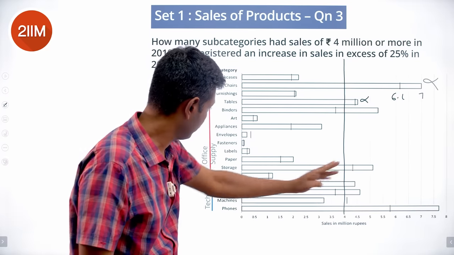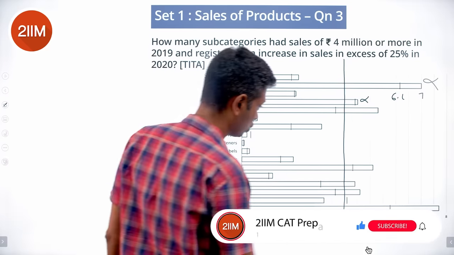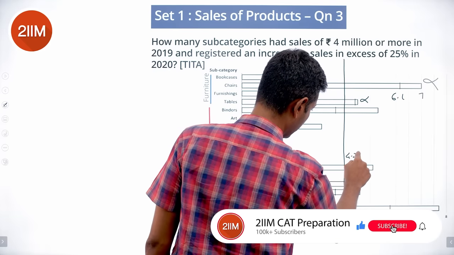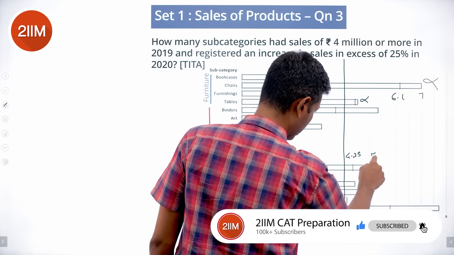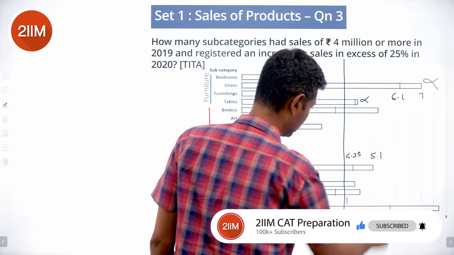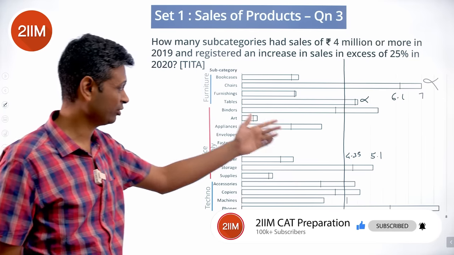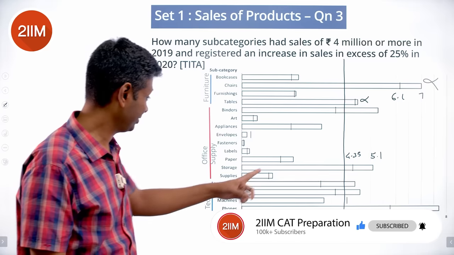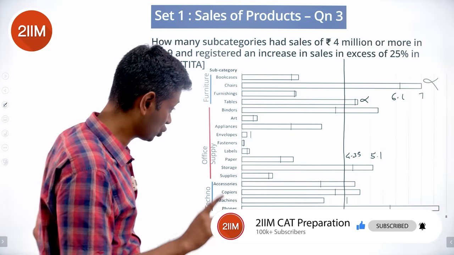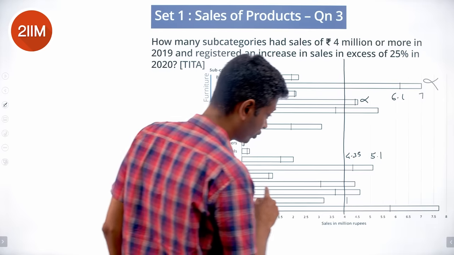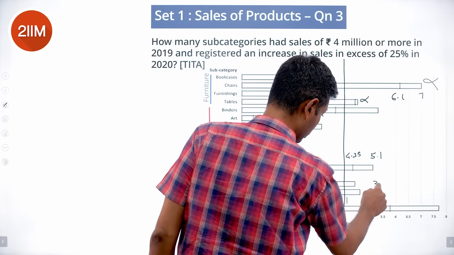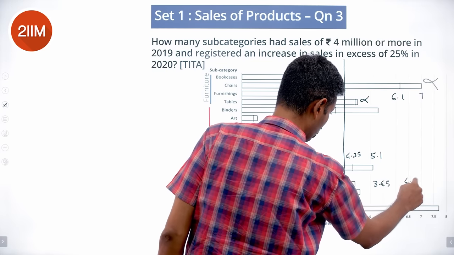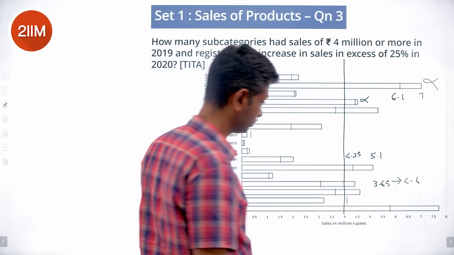Binders doesn't even feature here. Storage goes from 4.35 to 5.1. 4 to 5 is 25%, it's not over 25%. Accessories does not qualify. Copiers is interesting. 3.6 to 4.6. 3.65 to 4.6. Very interesting.